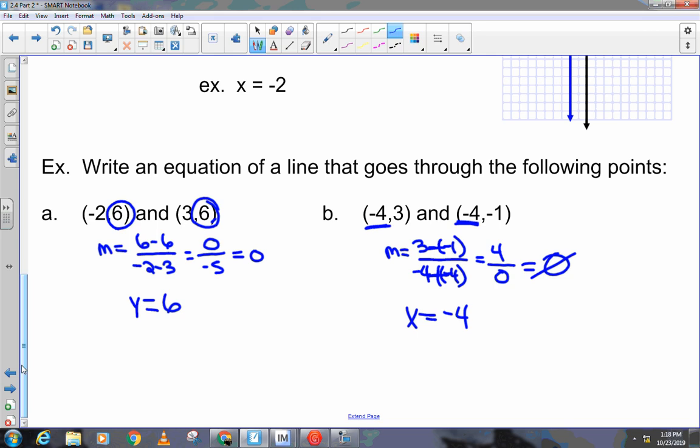Now, if the slope is not 0 or undefined, okay, you got to plug it into the formula, okay? Also, if you don't know the y-intercept, you got to plug it into the formula, okay? All right? Don't forget that formula, y minus y1 equals m times x minus x1. All right, so nothing new, right? We all learned this last year in Algebra 1, yes? Okay.